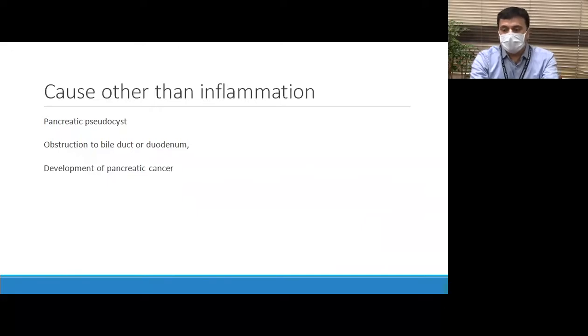Other than this, the local causes of pain are inflammation like pancreatic pseudocyst, and obstruction to the bile duct or the duodenum. And if there is a patient who has been having intermittent episodes of pancreatic type of pain, and a recent worsening of pancreatic pain with loss of appetite and loss of weight, the development of a pancreatic cancer should be considered in this group of patients.